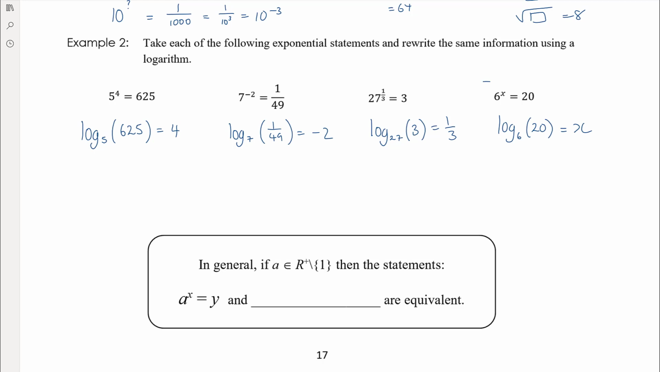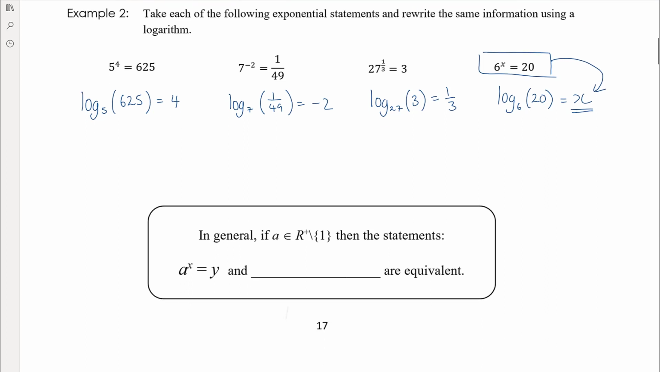And there we've taken an exponential equation that we couldn't solve using our previous methods, which was to try and write both sides of the equation with the same base. And we now have solved for x by converting it to a logarithm equation.